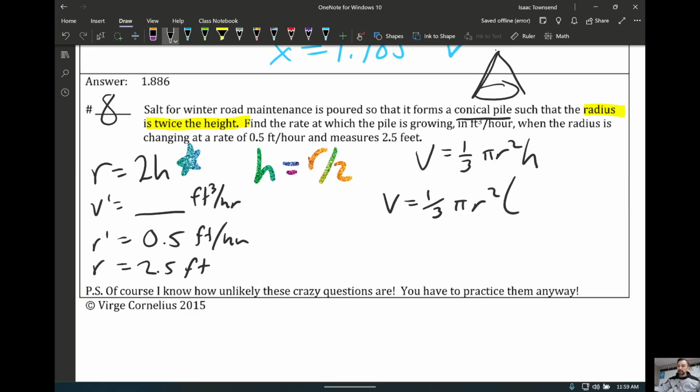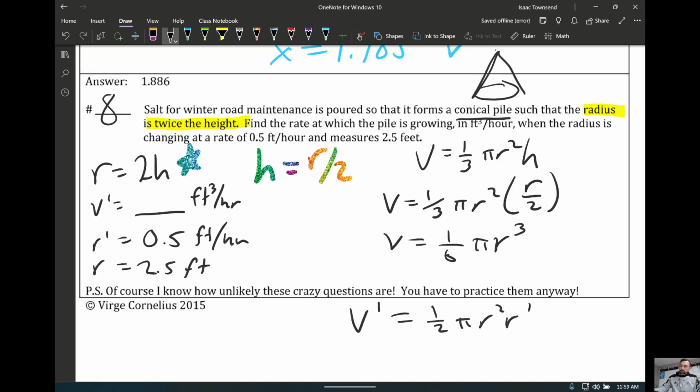So maybe instead of saying H, we try R over 2. And this is only for this cone because they told me, but this could be his formula when I switch H's in terms of R's. Now I can worry about the derivative. And since I replaced all the H stuff with R stuff, now I only need to know R and R prime, which I know, to find V prime.